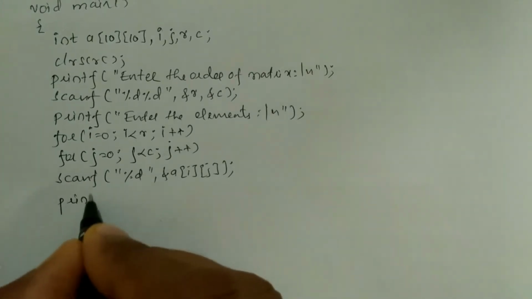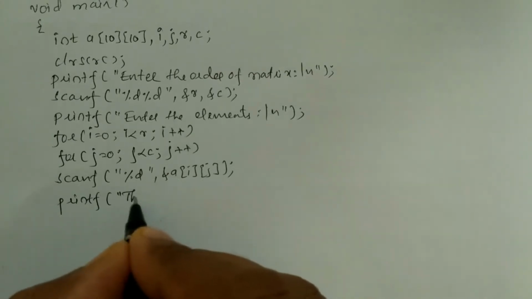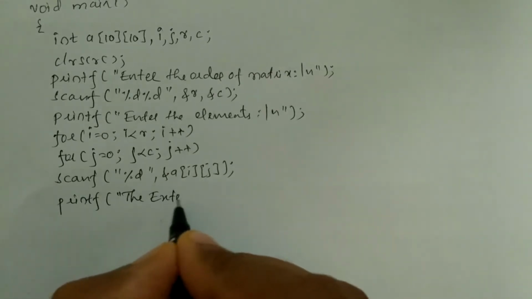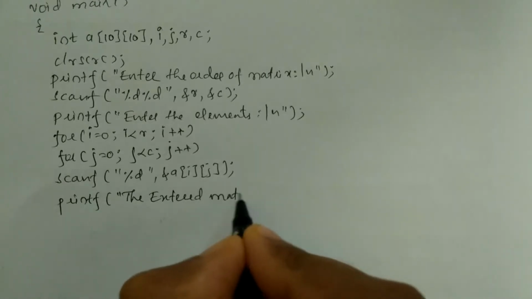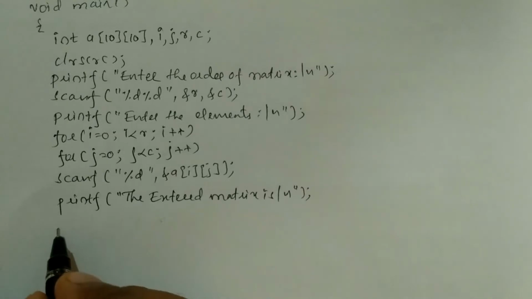After receiving these elements for the matrix we have to print them as they are. Here I'm going to write printf, in double quotation marks, "The entered matrix is\n", and put a semicolon.